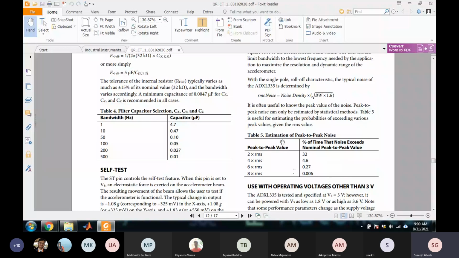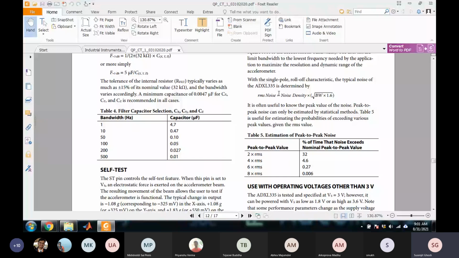So it's basically 10 into 1.6 is 16, root over is 4. So it's 4 times noise density. Now the thing is that from here we have to take the peak to peak value.